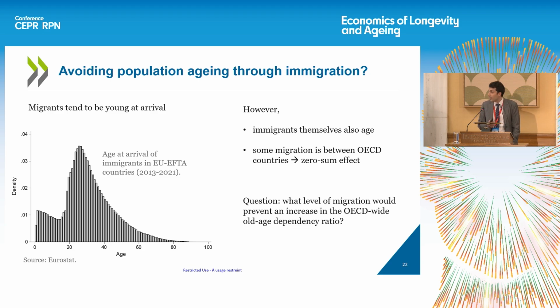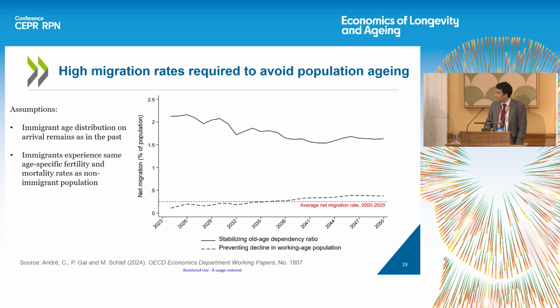So an interesting question that you might ask is, what level of migration would prevent an increase in the old age dependency ratio for the OECD as a whole? We conduct this simple simulation exercise by making the following assumptions. We assume that the immigrant age distribution at arrival is exactly what we've observed in the past, which I've shown you just now. And we also assume that immigrants experience the same age-specific fertility and mortality rates as the non-immigrant population. Of course, this is a conservative assumption. You may want to assume that immigrants have a slightly higher fertility rate. Quantitatively, it doesn't change the picture very much.